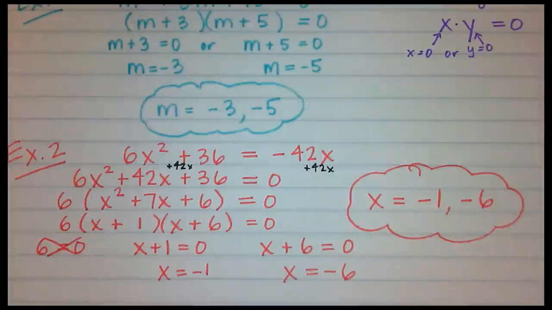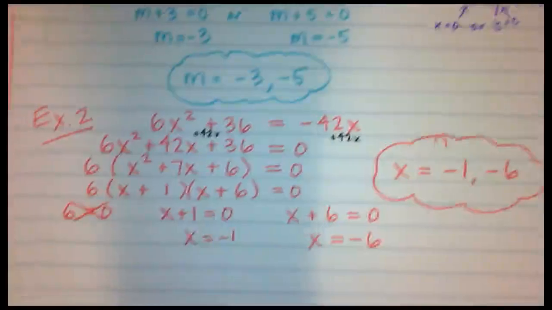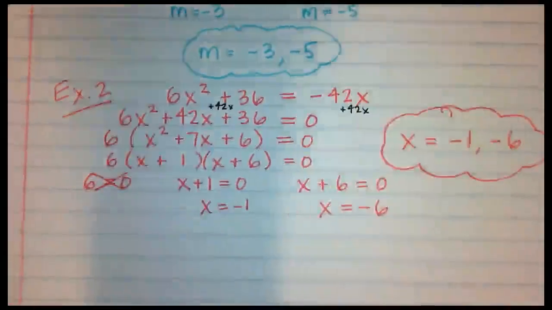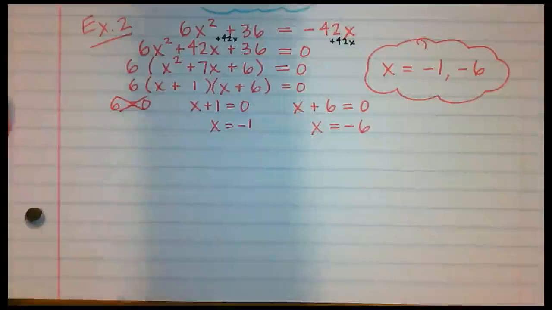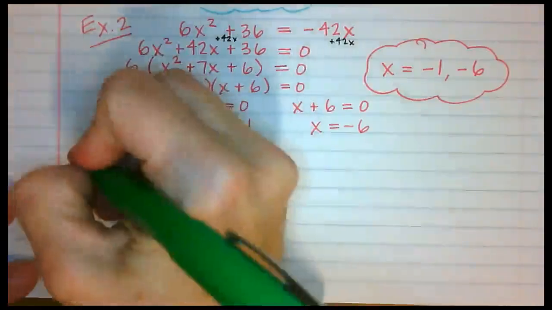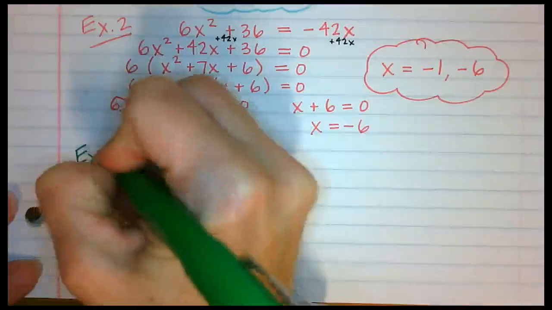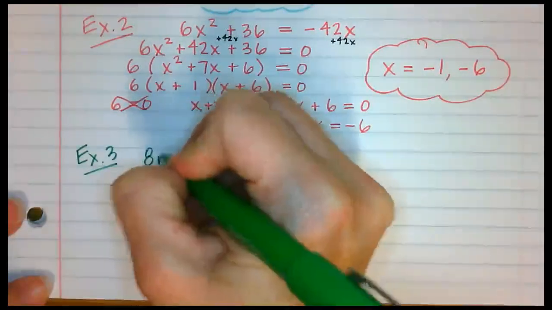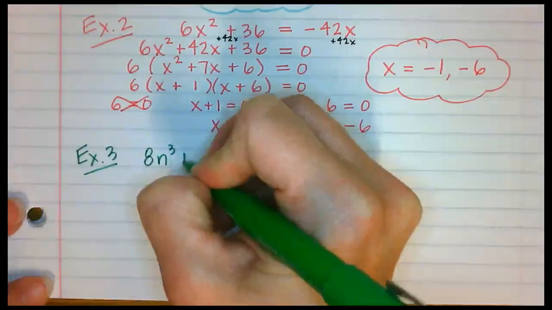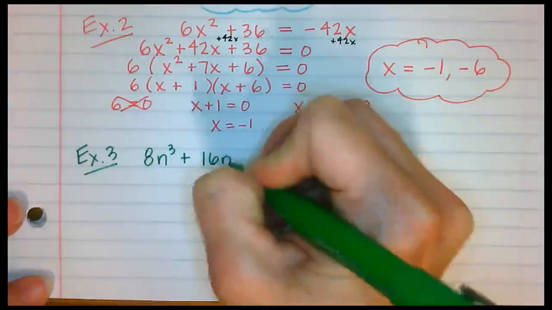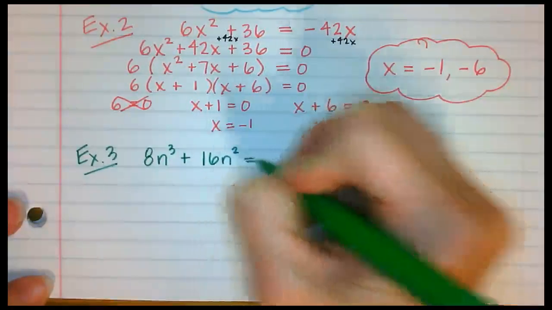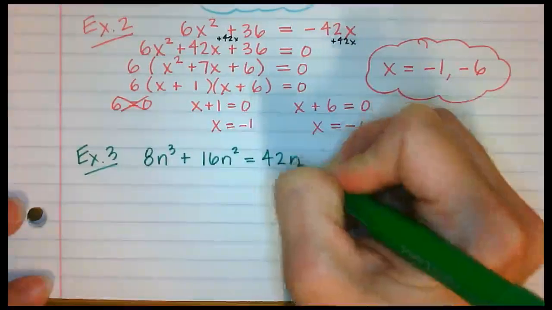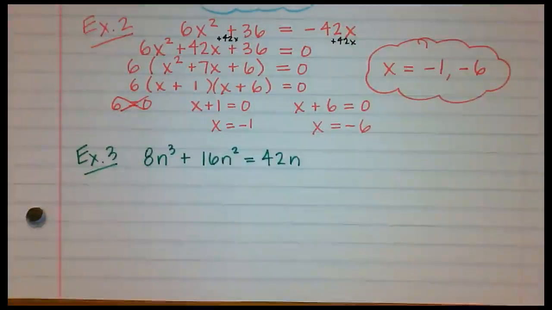All right, let's do another one, if I have enough space. I think I do. All right, so example 3. How about 8n cubed plus 16n squared equals 42n. So just to do a similar one to that one.